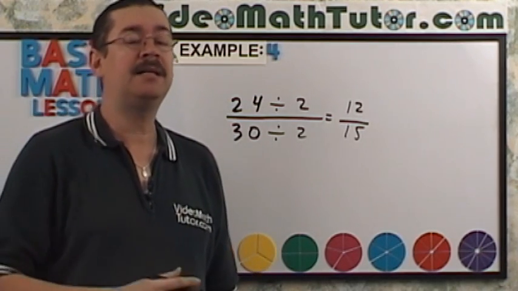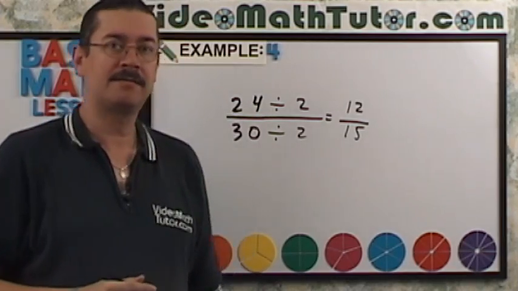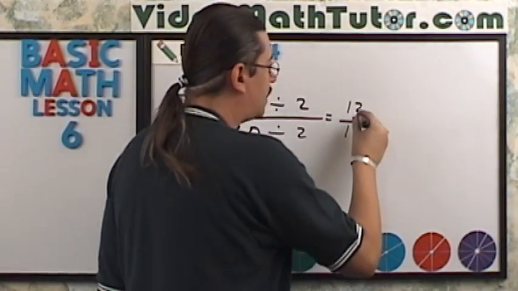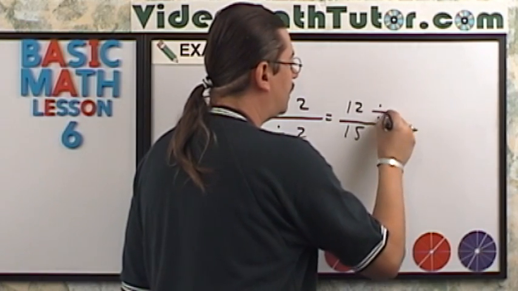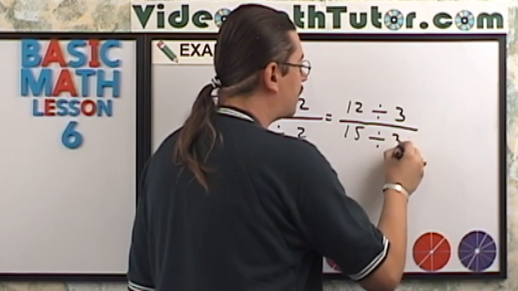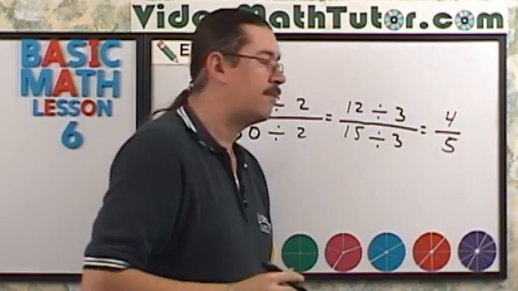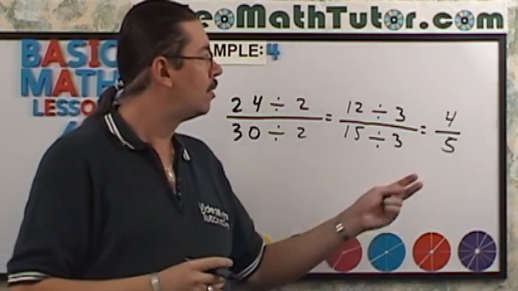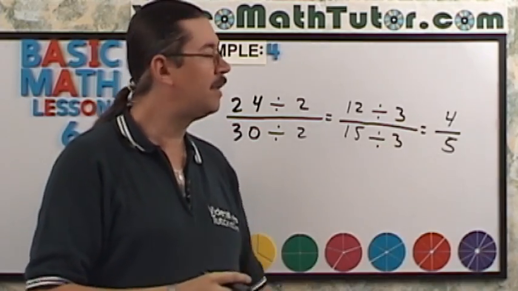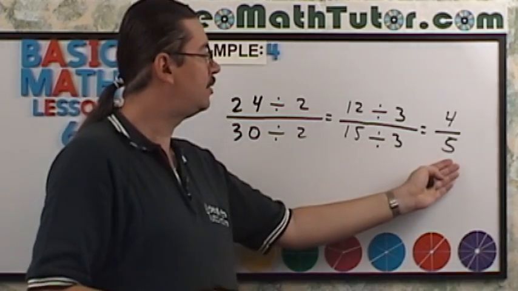Now, have I simplified completely? Well, no, I can still divide things that are common to both. And I notice that there is a 3 in 12 and there's a 3 in 15. So I can divide the top by 3 and the bottom by 3, and I'm going to get 4/5. Now, can we reduce 4/5 any more, any smaller? Well, other than 1, nothing divides into both. So we've successfully reduced this fraction into the lowest terms possible.